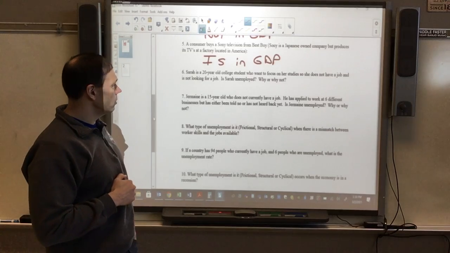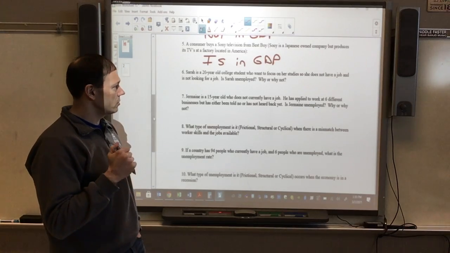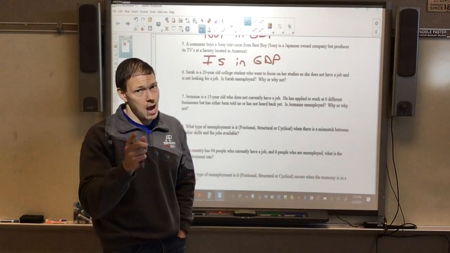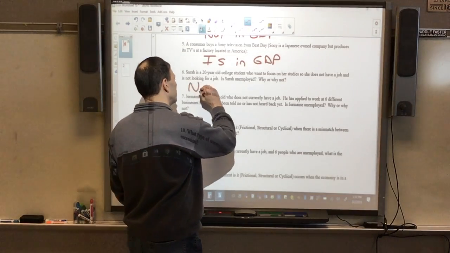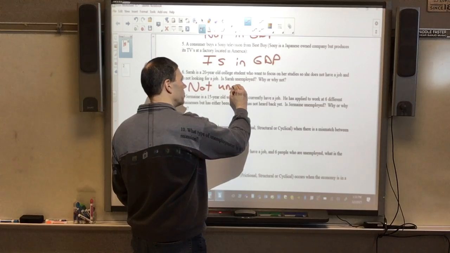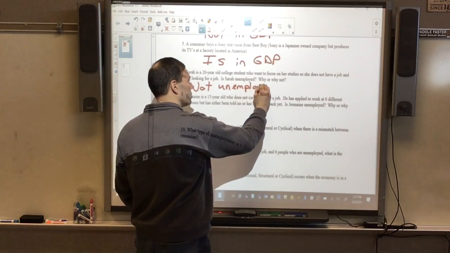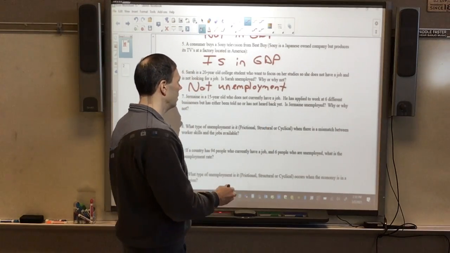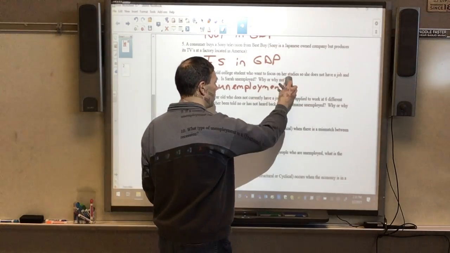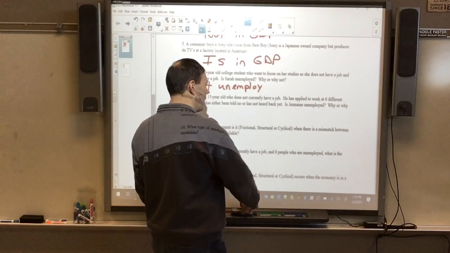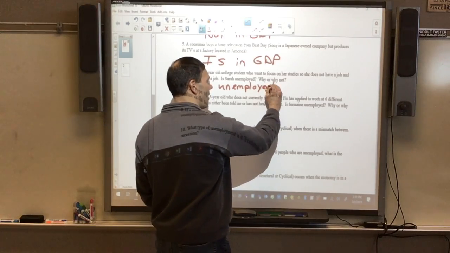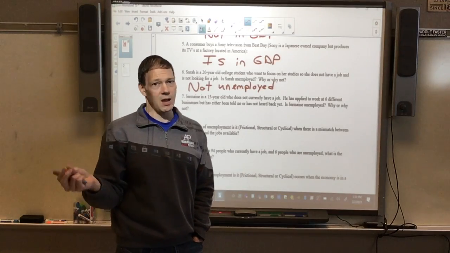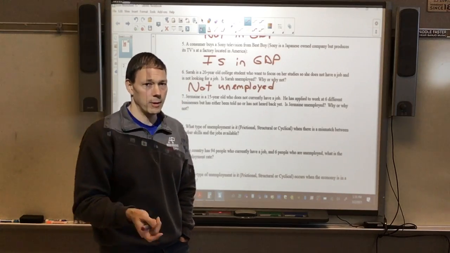Sarah is a 20-year-old college student who wants to focus on her studies. She doesn't have a job, not looking for a job, not unemployed. Okay, so not in the unemployment rate because remember she's not a part of the labor force. To be a part of the labor force, it says unemployment, should say unemployed, but not part of the labor force because you have to have a job or be actively looking for a job to be in the labor force. If you're not in the labor force, you cannot be unemployed.